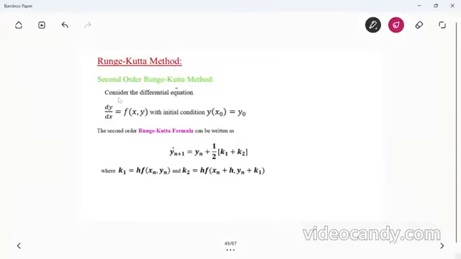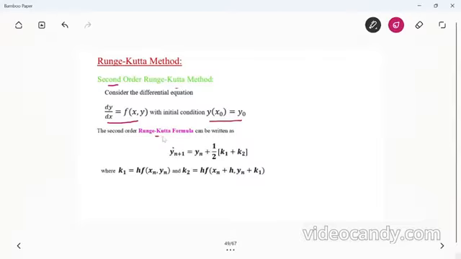Next, our next method is the Runge-Kutta method. There are two types: Runge-Kutta method of order 2 and Runge-Kutta method of order 4. First we are discussing the Runge-Kutta method of order 2. So we have this differential equation dy/dx equals f of x and y, and y of x0 equals y0.